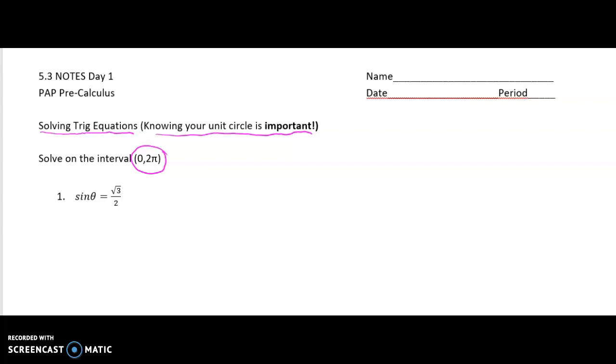Your answers can lie from 0 to 2 pi, but not including 0, not including 2 pi. You see the parentheses? Parentheses mean non-inclusive.